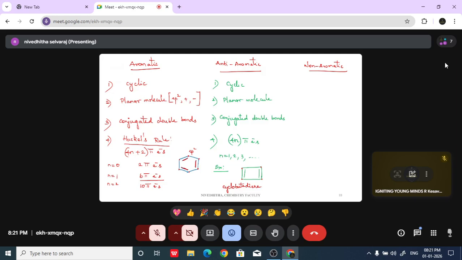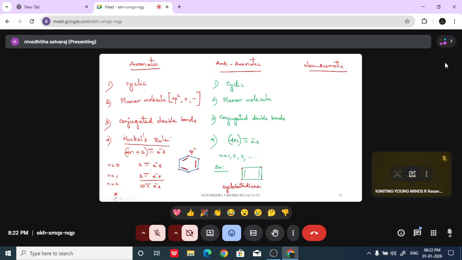Now we'll see why I've written this under the anti-aromatic category. The compound is cyclic and all the carbon atoms are sp2 hybridized. So that is considered to be a planar molecule. And let us see how these double bonds are arranged. Double bond, single bond, double bond, single bond. So they are alternate double bonds, which means this compound contains conjugated double bonds also.